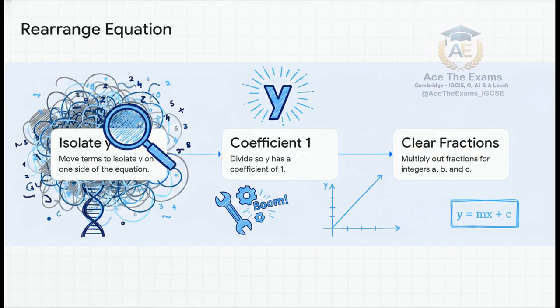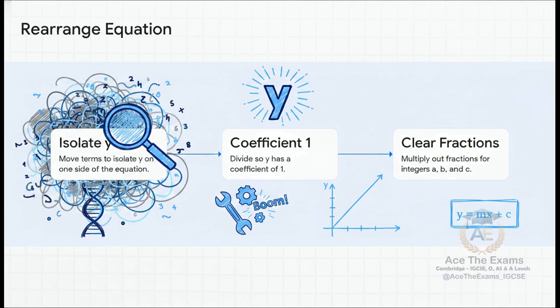First, just use basic algebra to shuffle the terms around and isolate y on one side of the equal sign. Second, divide everything by whatever number is sitting in front of y. You want y totally by itself, meaning a coefficient of 1. And boom, you've hacked it. You're right back to our beautiful, clean y equals mx plus c format, and the line secrets are totally revealed.